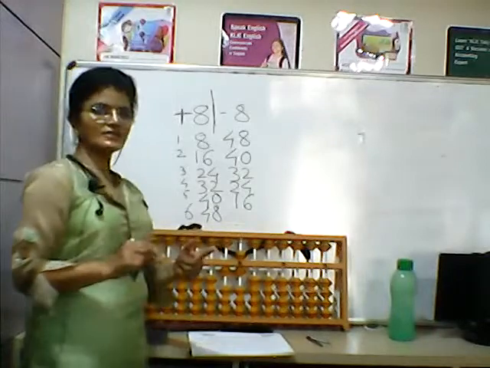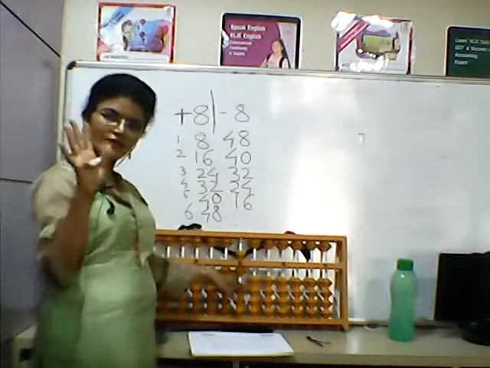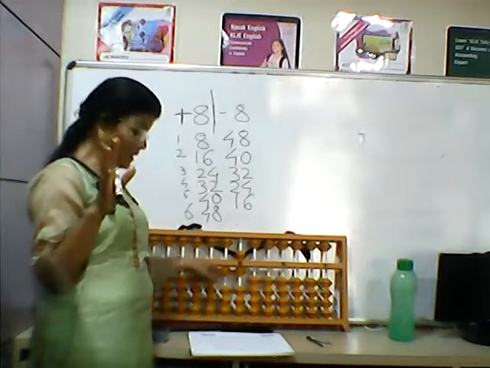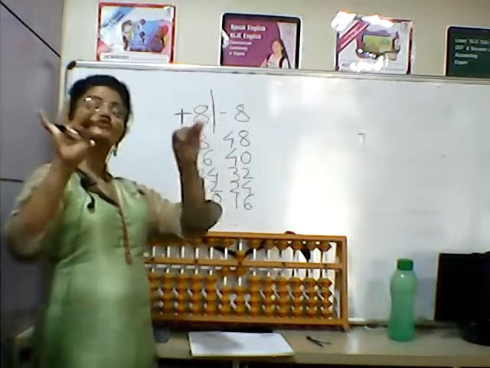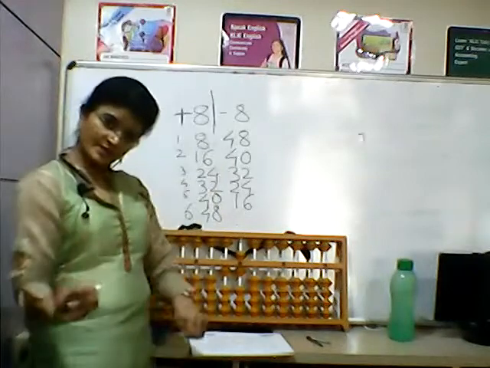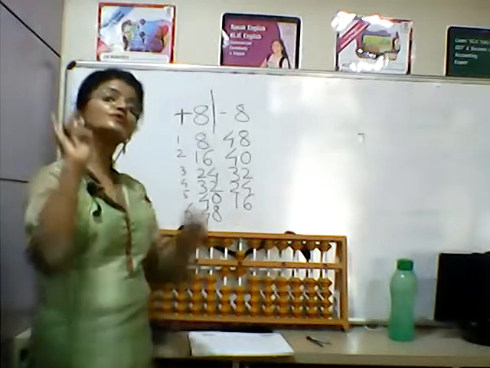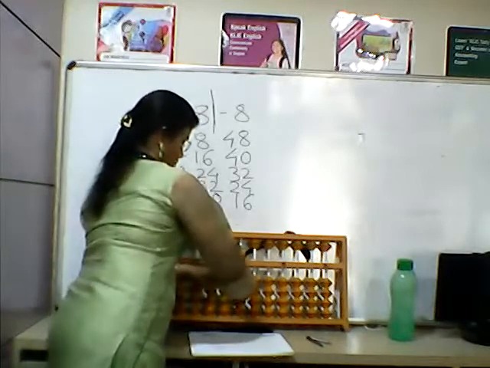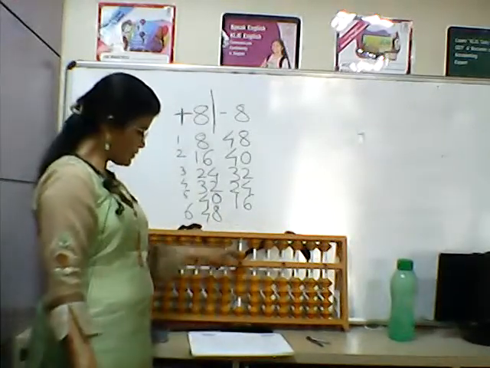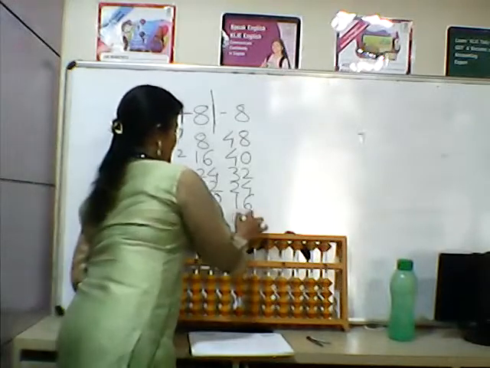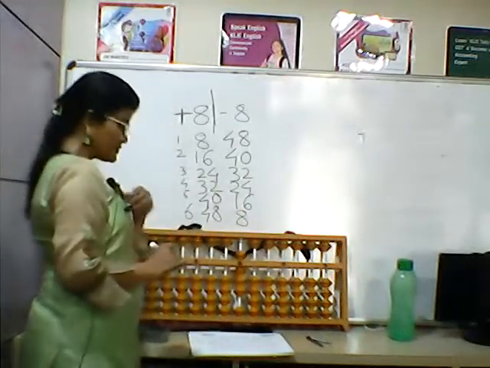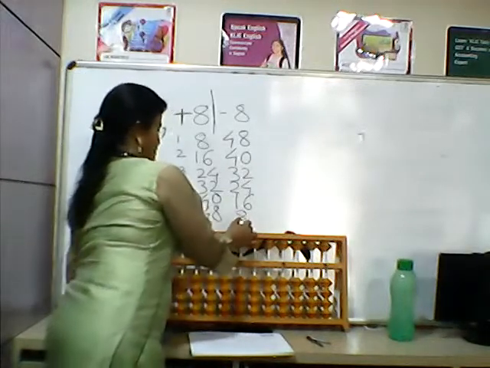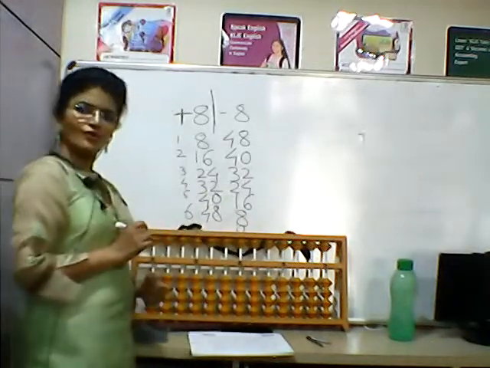Now again minus 8. Can you do minus 8 directly? No. Can you do minus 10? Yes. So show 10, show minus 8. Minus 10 plus 2. That is 8. Minus 6. We got the answer 0.